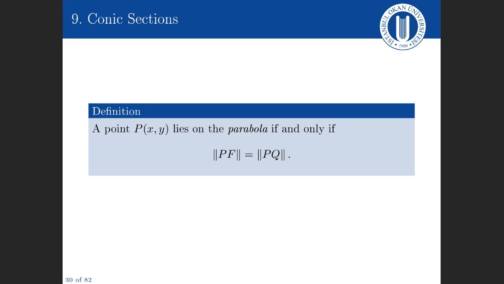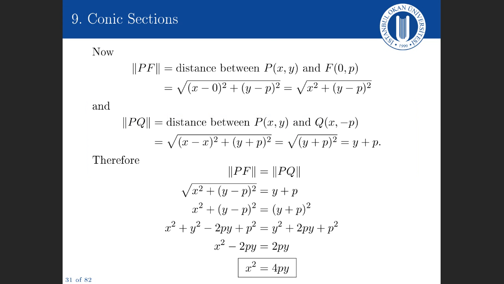This is the definition of a parabola. The point xy lies on the parabola if and only if the distance from P to F is the same as the distance from P to Q. Using this, we can find an equation for a parabola. There's a lot of maths here. I'm going to go through this slowly.